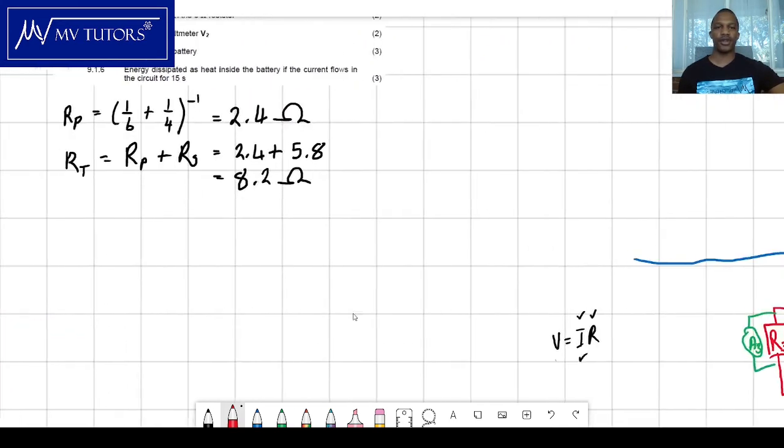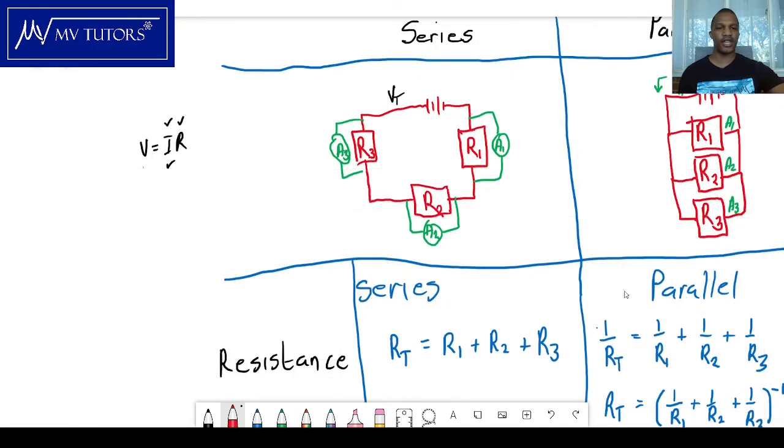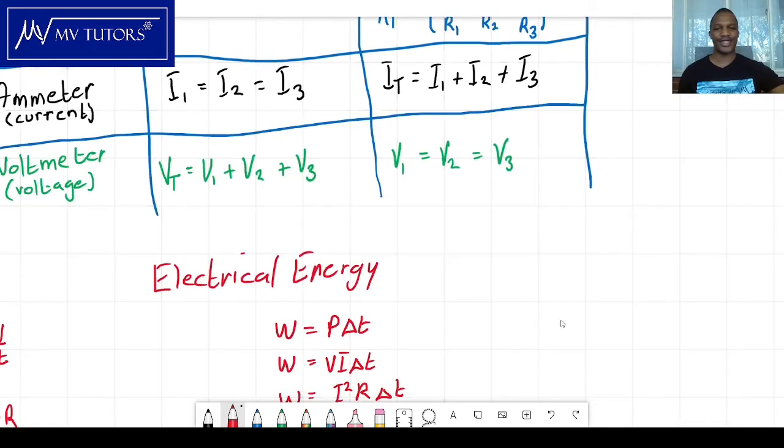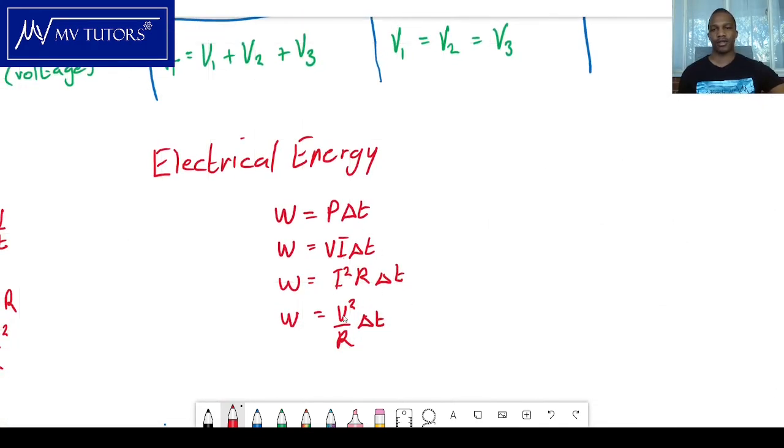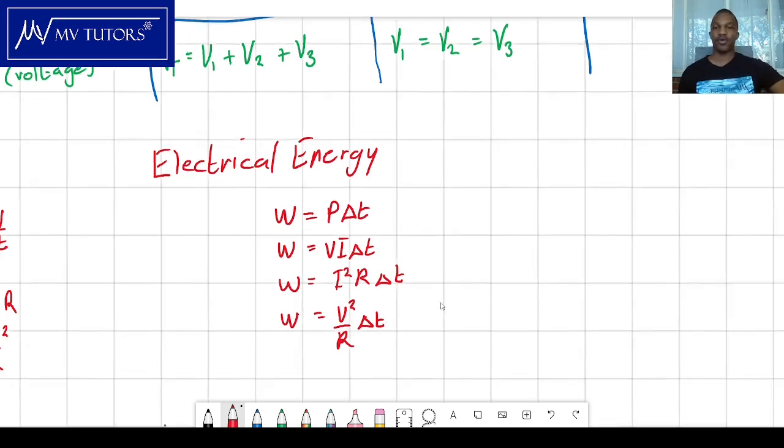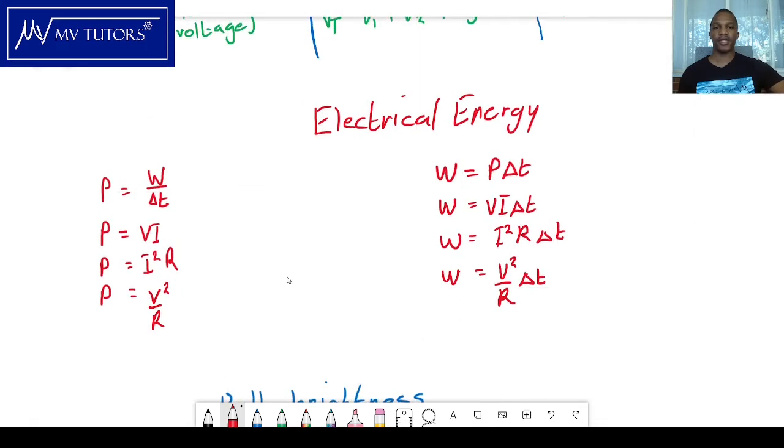Well, you could have actually used any of these formulas and any of them would have given you the exact same answer using any of those variables that we have. If you said I squared R times t, our I squared is 1, and then small resistance is 0.8 times 15 gives you the same answer. Voltage 0.8 squared over R, 0.8, and it's still going to give you the same answer of 12. Okay, well, I think that's it.